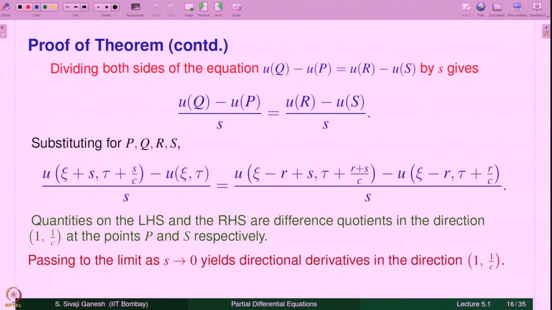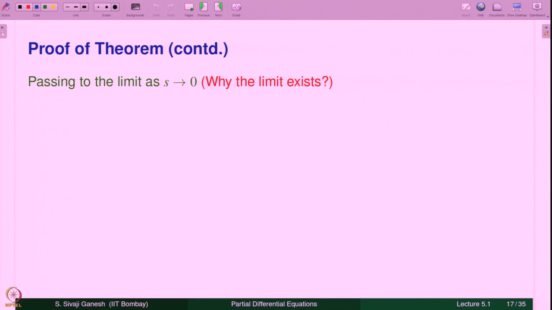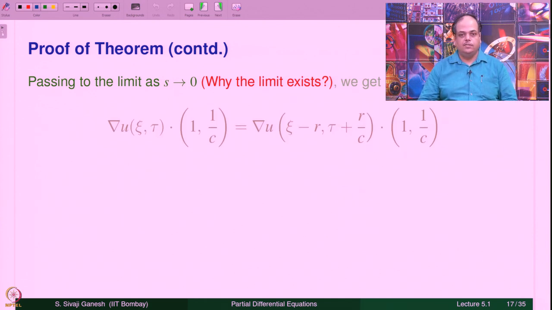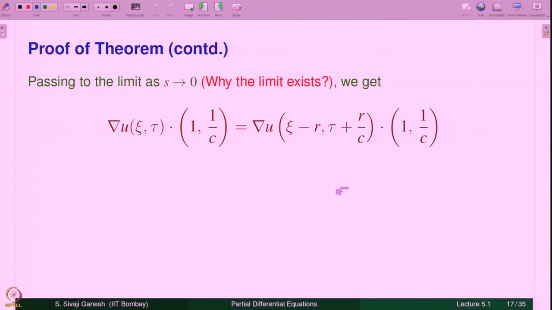So, passing to the limit yields the directional derivatives. Why does the limit exist? Because we are given that the function is C2. Therefore, all partial derivatives of order 1 exist. So, we can compute using any formula that you like. So, we get this.